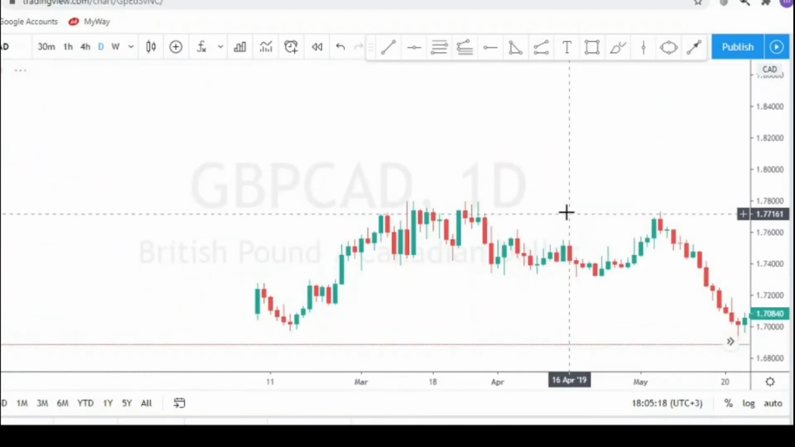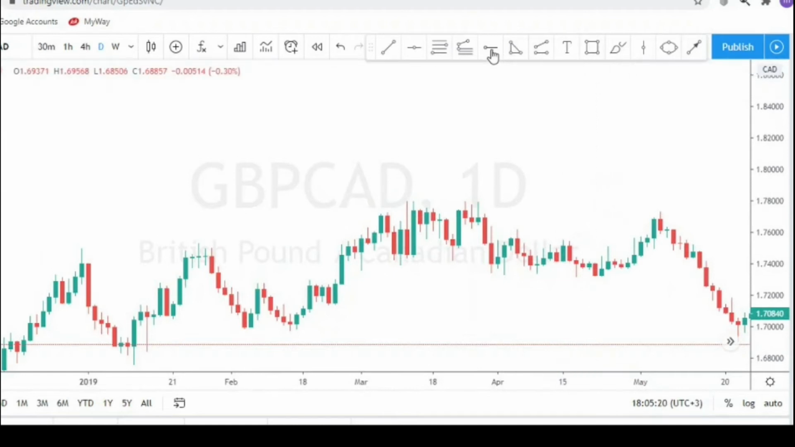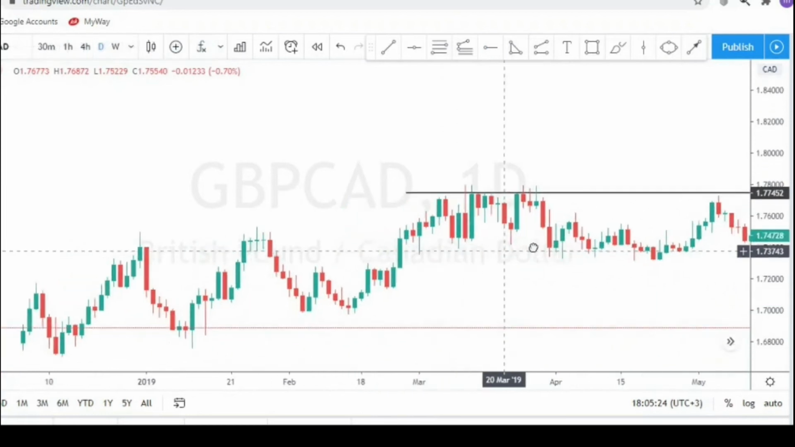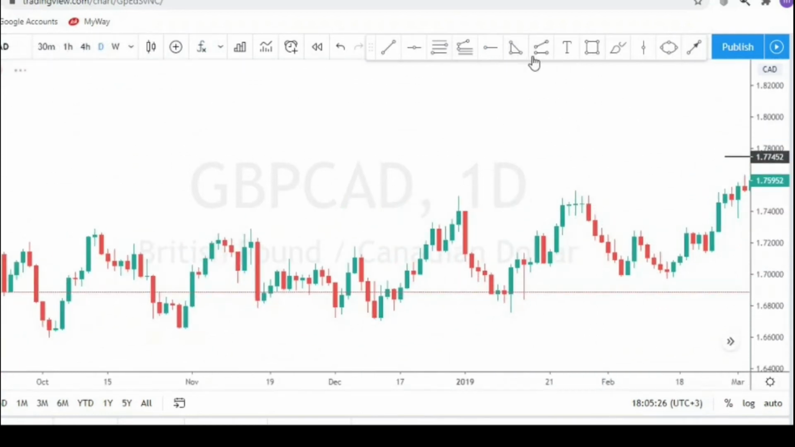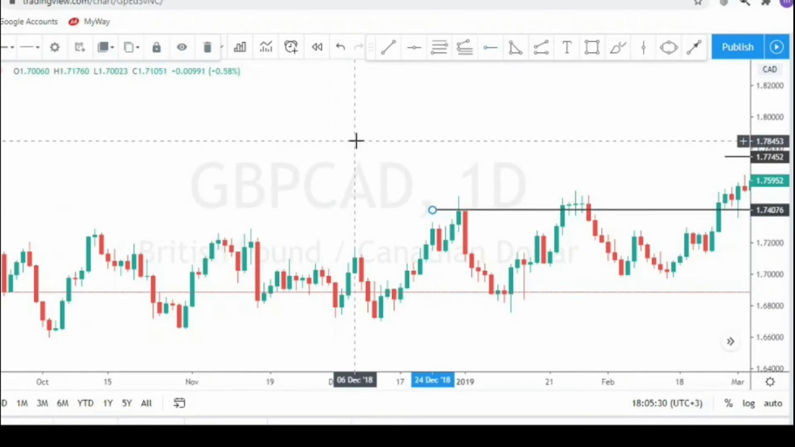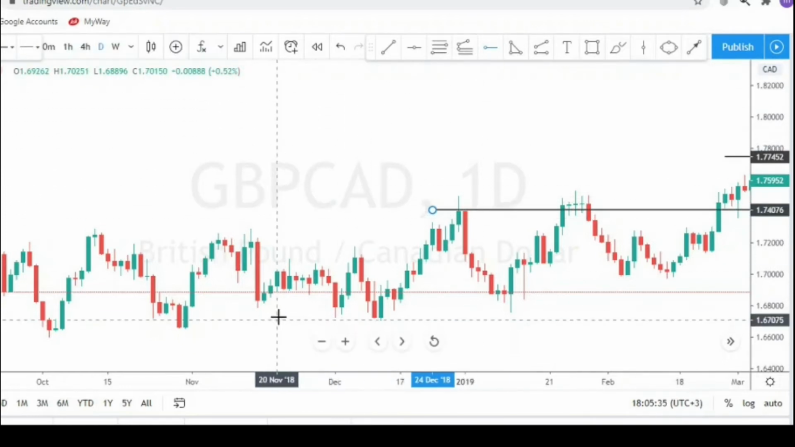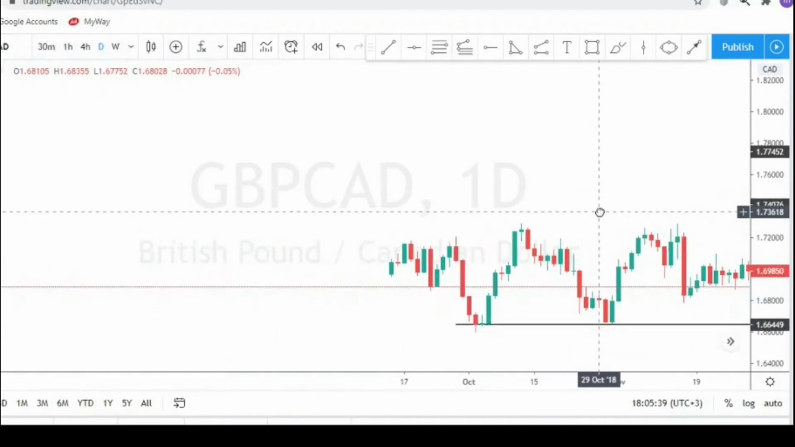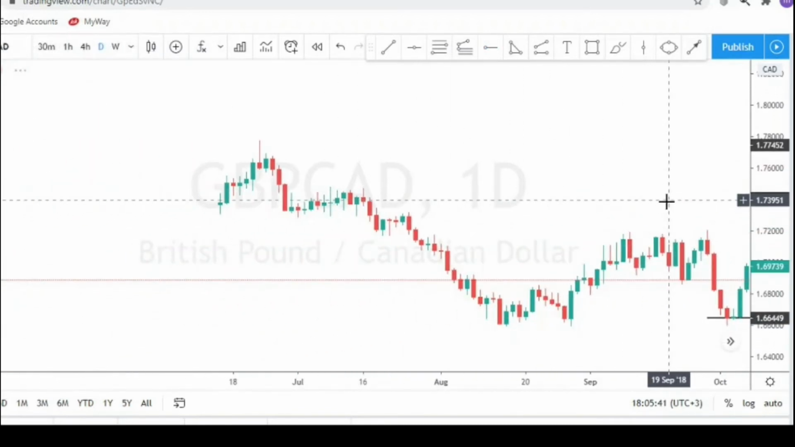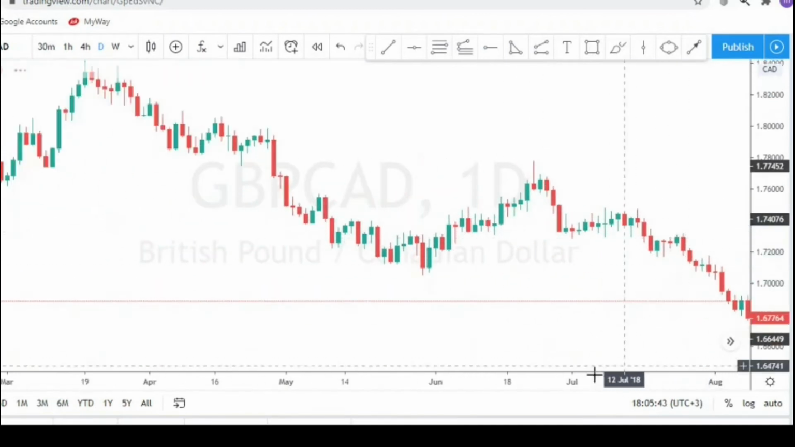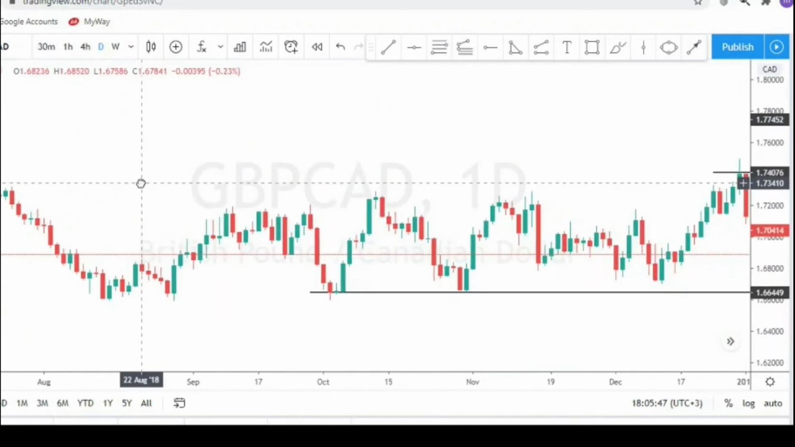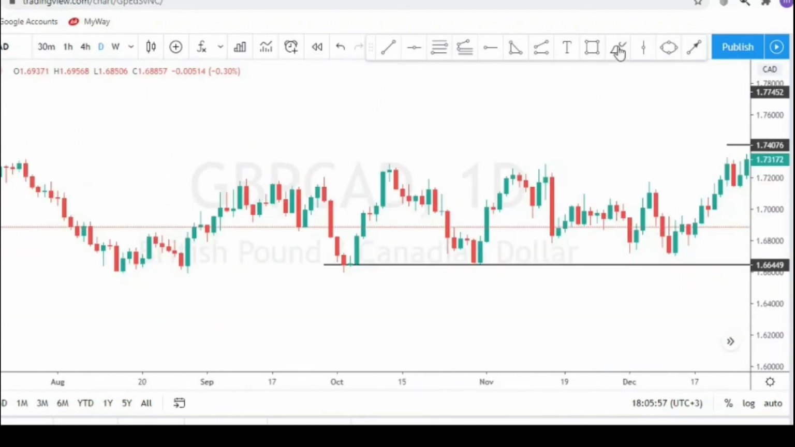Another level with multiple rejections. Yep, see it right here. This is another level with multiple rejections. Another level with multiple rejections. Draw your resistance. We have a level with multiple rejections, support here. Yeah, and that's the example of a level with multiple rejections.